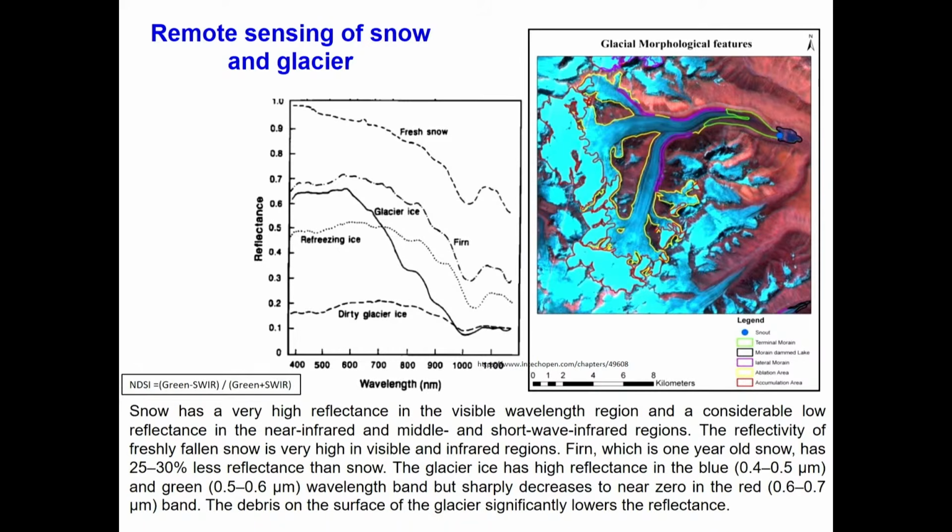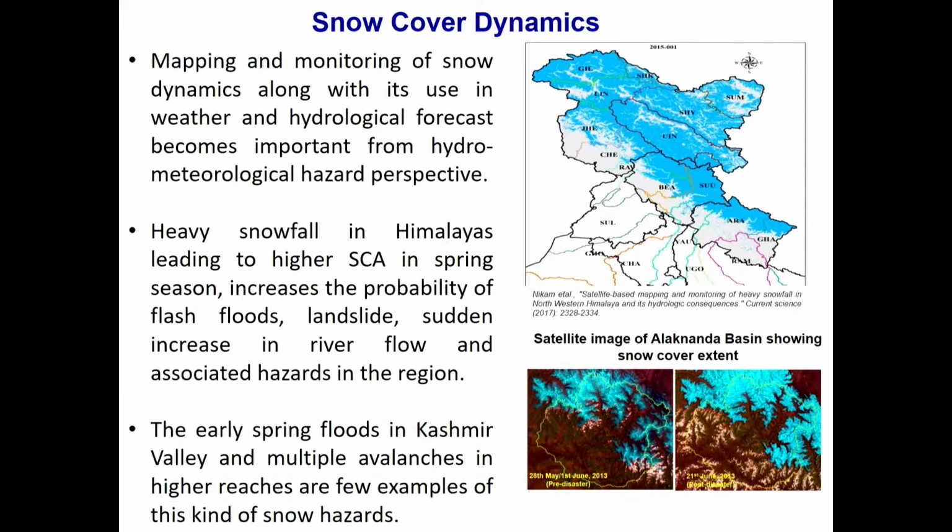This property is made use of, and also we can distinguish between freshly fallen snow and old snow. So different kinds of snow also can be distinguished based upon their reflectance patterns: dirty glacier ice, refreezing ice, glacier ice, fresh snow. Using these properties, the extent of how the glaciers are receding and their geomorphological nature can all be mapped, and it can also be used to map the snow cover dynamics, how the snow cover has changed.